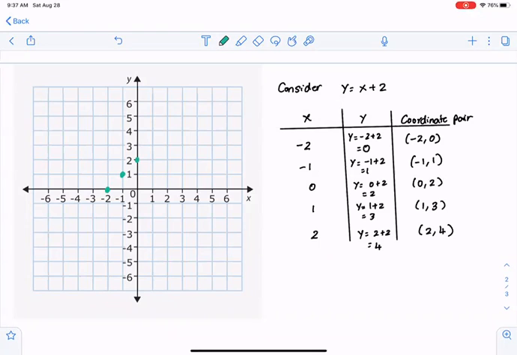X is 1, y is 3, so it has to lie in the first quadrant because both of them are positive. X is 2 and y is 4, both of them are positive, so it has to lie right over there. If we connect the dots, we can see that it is simply a line.